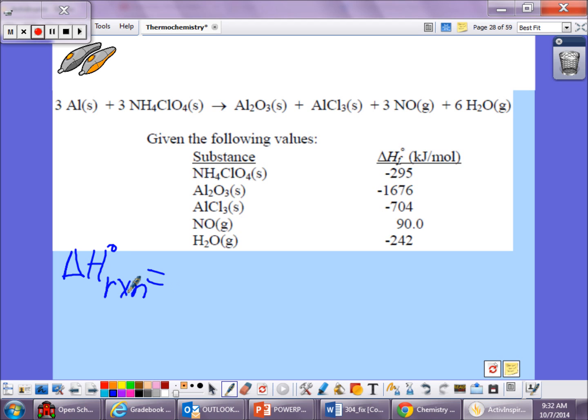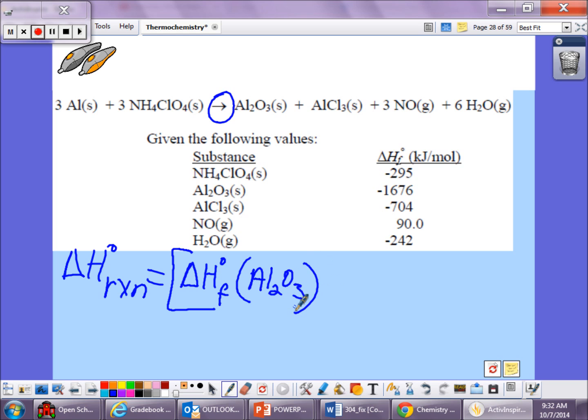Delta H reaction equals the sum of the products minus the sum of the reactants. Okay, let's start with the products. Start with a bracket to organize everything. I'm going to write the standard heat of formation of, open parentheses, I'm going to get all my products. This is Al2O3. The coefficient is 1. I don't have to multiply by anything.